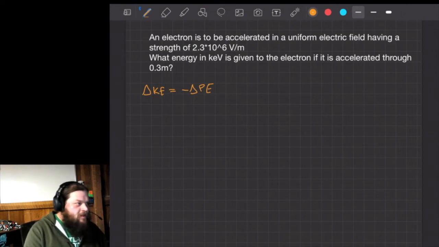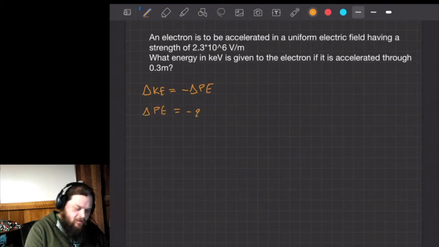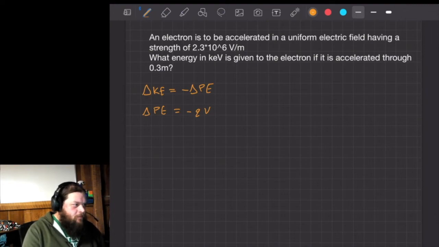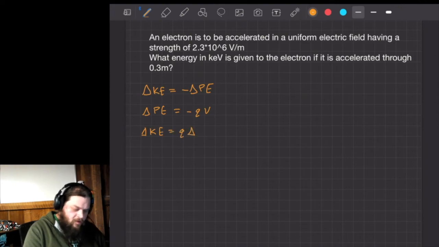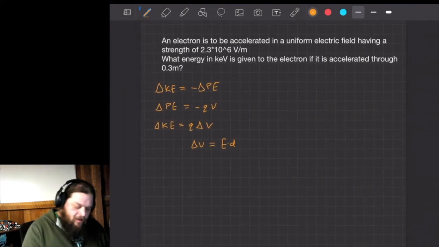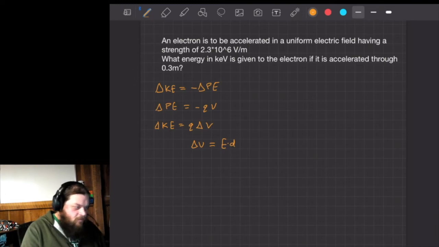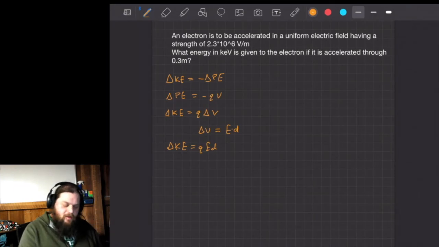So using this equation, we can then say the change of potential energy is equal to negative QV. So the change in kinetic energy is equal to Q delta V. And we can look at delta V as being the same as the electric field times the distance. So now we've broken it down. So the change in kinetic energy is equal to QEd. And using that formula, we can now determine what's going on here.